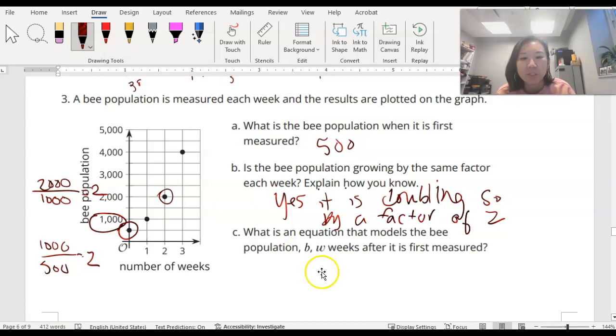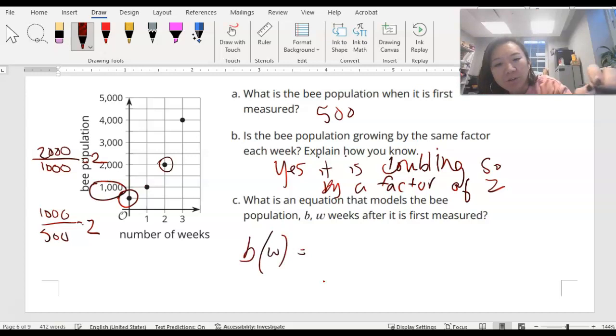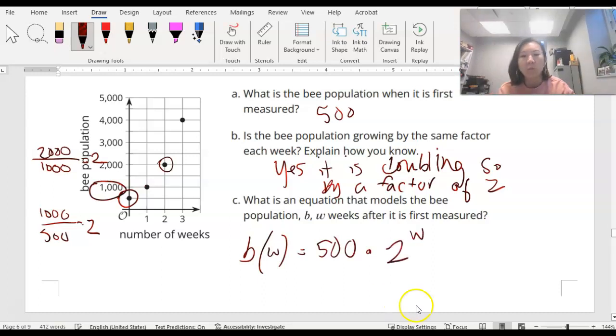It said, what is an equation that models the bee population B, W weeks after it is first measured? So we'll say B, or we can say B of W if you want it to be a function, equals 500 times, that's the initial amount, times 2, which is our factor, to the power of the weeks.